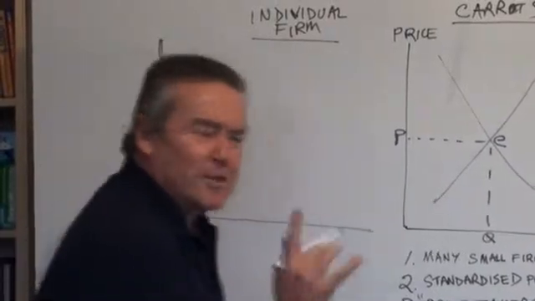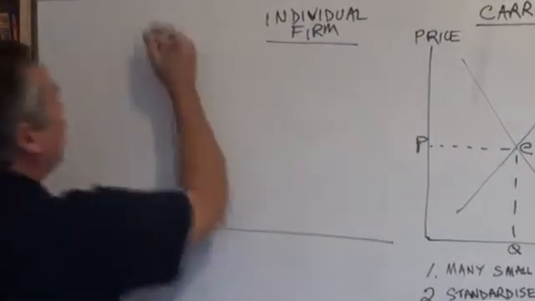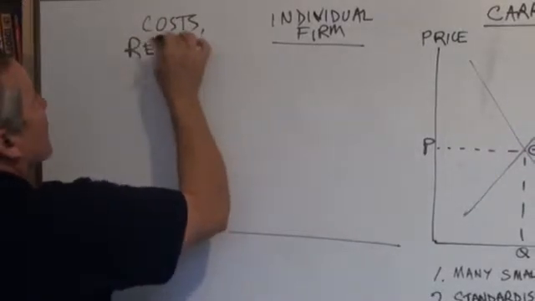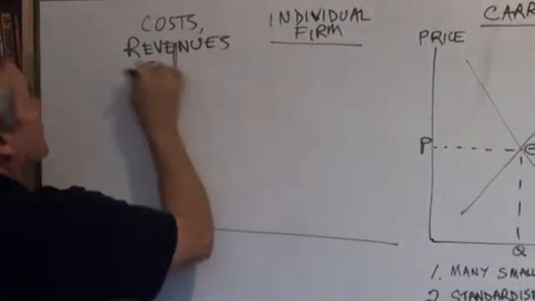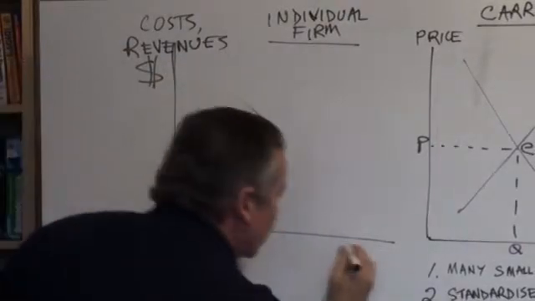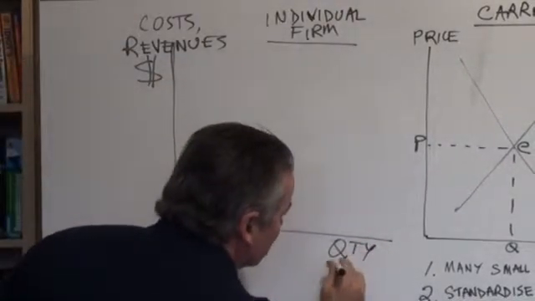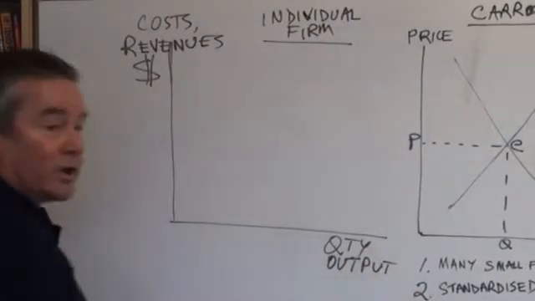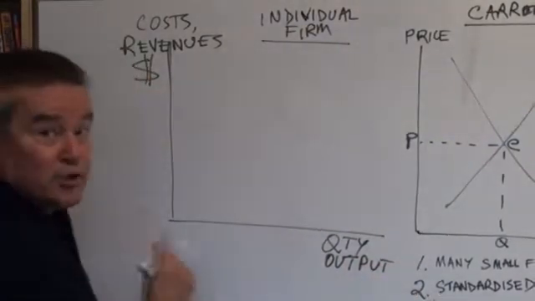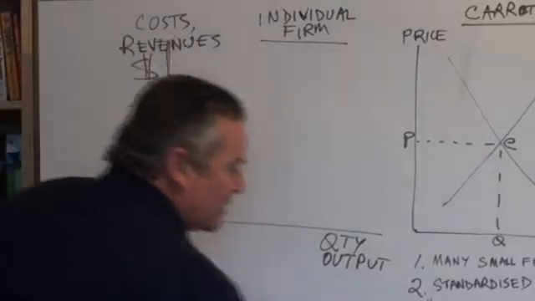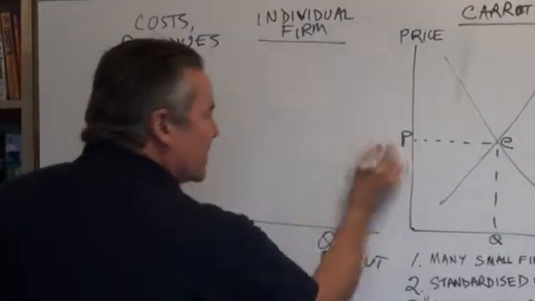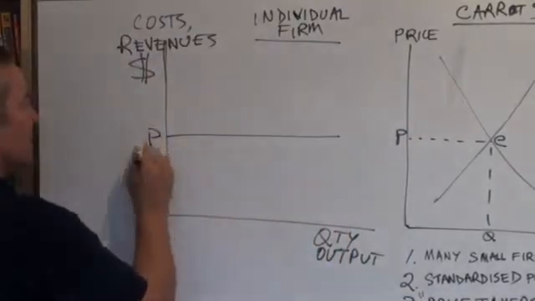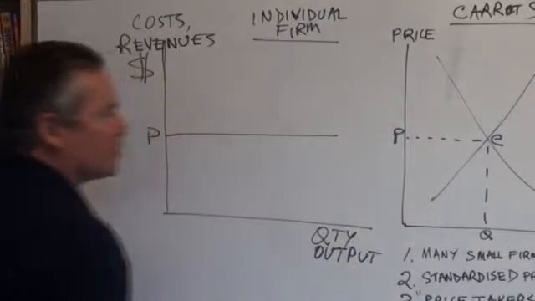So if a firm is a price taker, if we're looking at costs and revenues in monetary units, and we're looking at what it's costing us to produce certain levels of output and what revenues we're going to derive from producing a certain level of output, if a firm is a price taker, they take this price. That is the price that is set by the market conditions of supply and demand.